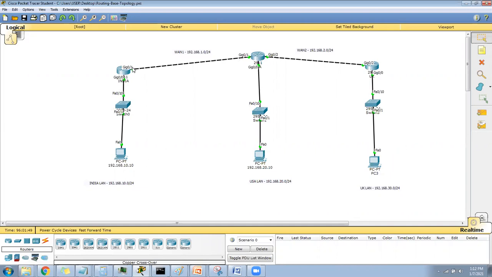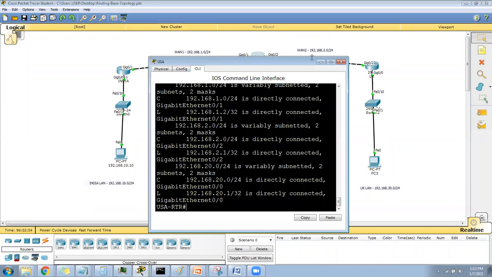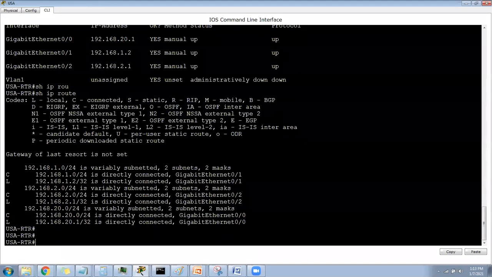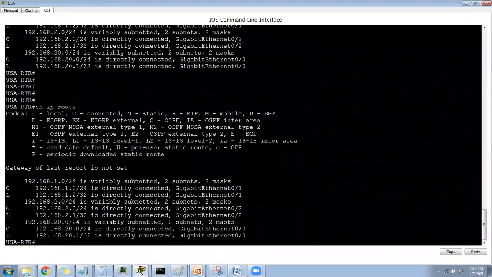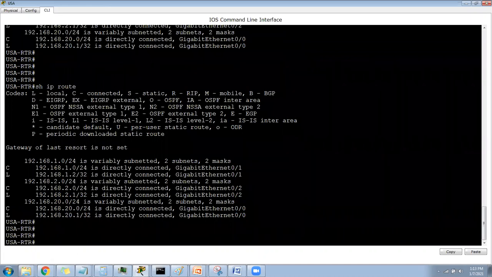So to reach India LAN, he has to go here. This is the first point, the entry point. That is nothing but your next hop. And on the right side, if he wants to reach UK LAN, then this will be the next hop, right? So let's go and configure. How many static routes do we have to give here? Tell me first. How many static routes?